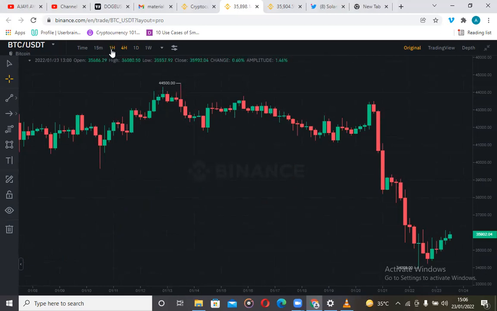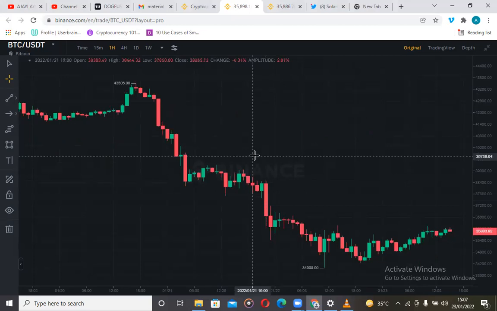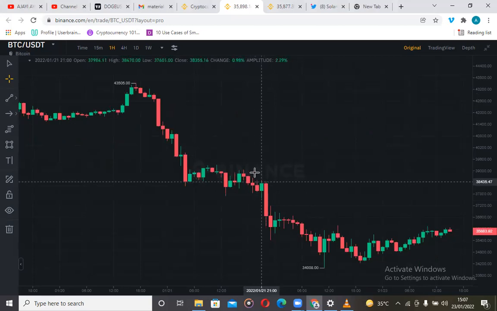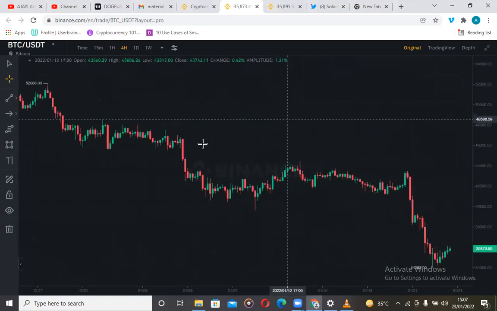Now, let me use the 1 hour candlestick. It shows that each of these candlesticks forms for what? For 1 hour. Now, let's continue. Now, let me use the 4 hours candlestick. Now, let me draw a trend line.